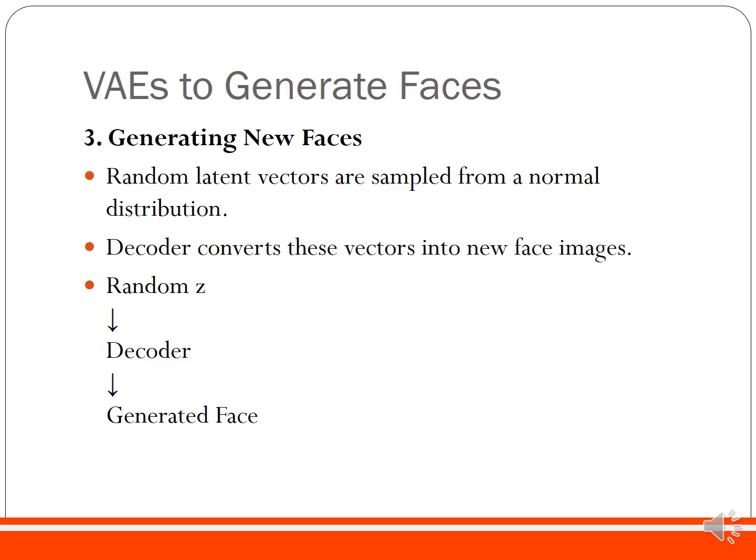So after training, we randomly sample a latent vector from a normal distribution. This random vector is passed to the decoder, which generates a completely new face. Since the decoder has learned facial patterns, the output appears realistic even though the face never existed before.